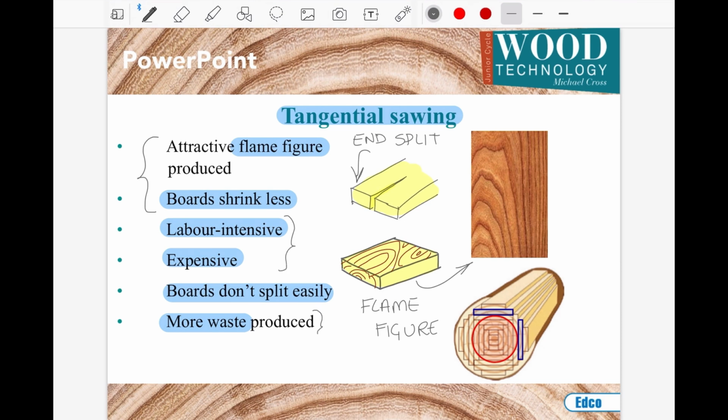This is a negative. But the boards don't split easily is a positive. Now, if I was getting you to write this down in class, I'd be getting you to change the order of that list. So we have positives, positive, positive, negative, negative. Okay. So right, where are we?